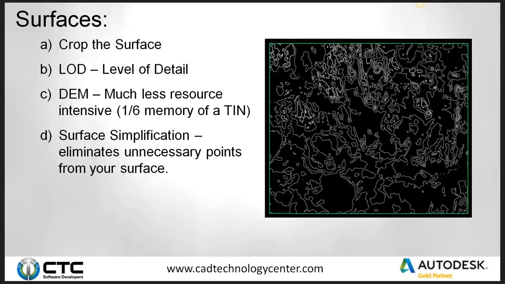So surfaces, you got the 4 things. Crop to the size that you need. Play with the level of detail. Leave it on. Use DEM models or surfaces instead of tin surfaces if you have large surfaces. And then use the simplification. Get rid of unnecessary points.